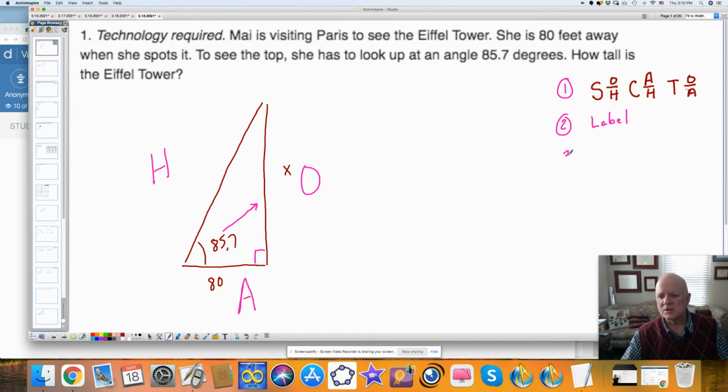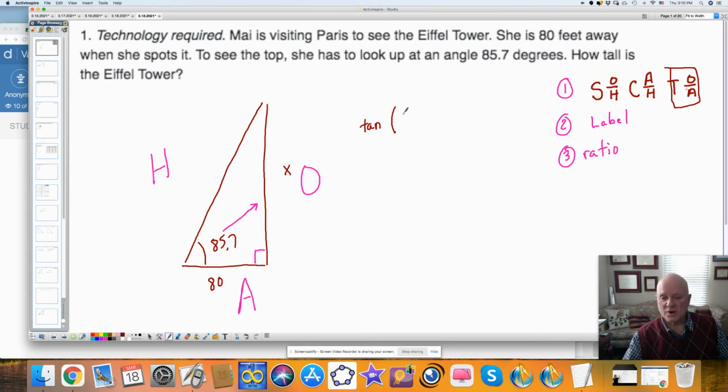Now, why do we do these two things? We do these two things so that we can set up the ratio, and we want to choose the right ratio. Well, I'm given the adjacent, and I'm looking for the opposite. So which of these three ratios do I use? Do I use the sine? No, it's got the hypotenuse in it. I don't care about the hypotenuse. Do we use the cosine? No. The trigonometric ratio we're going to use is the tangent.